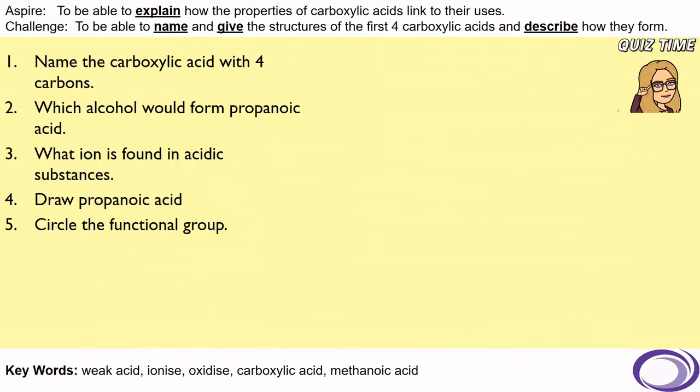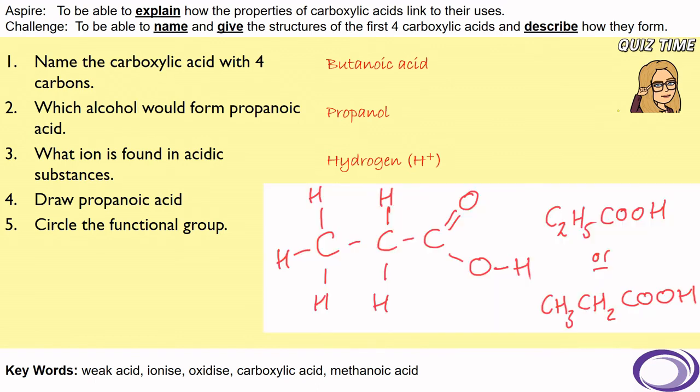So the carboxylic acid with 4 carbons is butanoic acid. The alcohol that would form propanoic acid would be propanol. The ion found in acidic substances is hydrogen. Propanoic acid is shown on the screen, and if you were circling the functional group, it is that green section there.